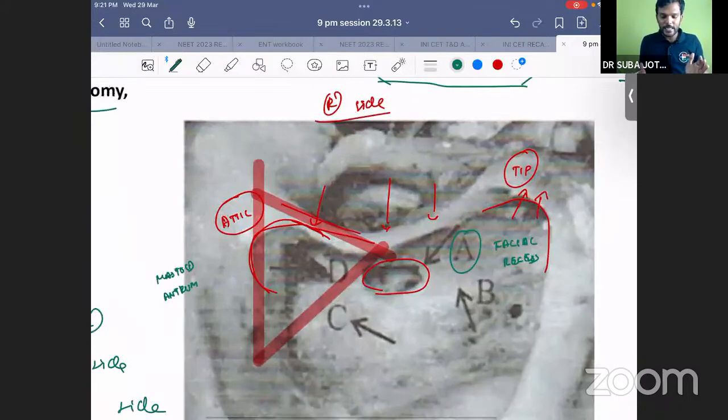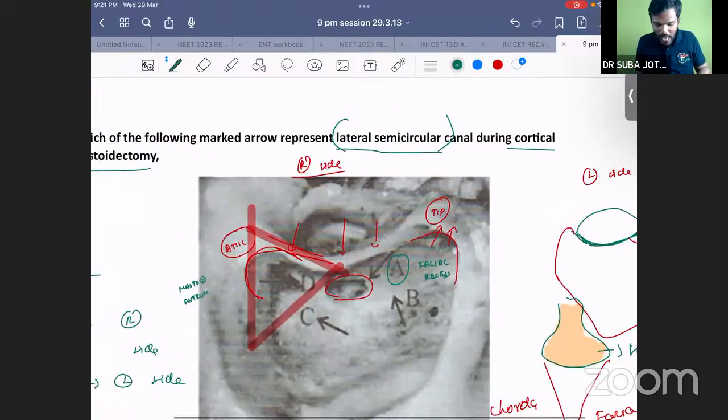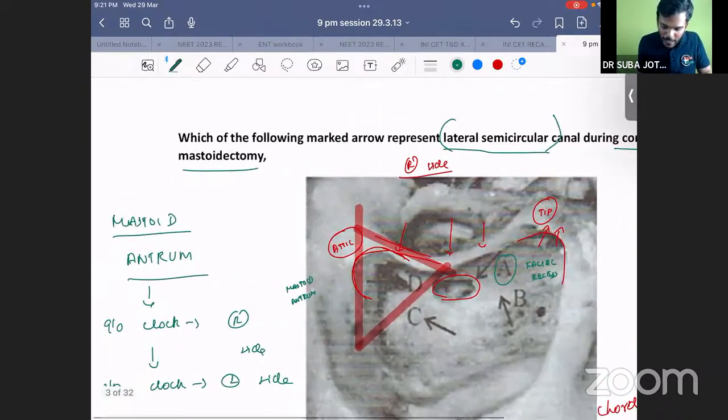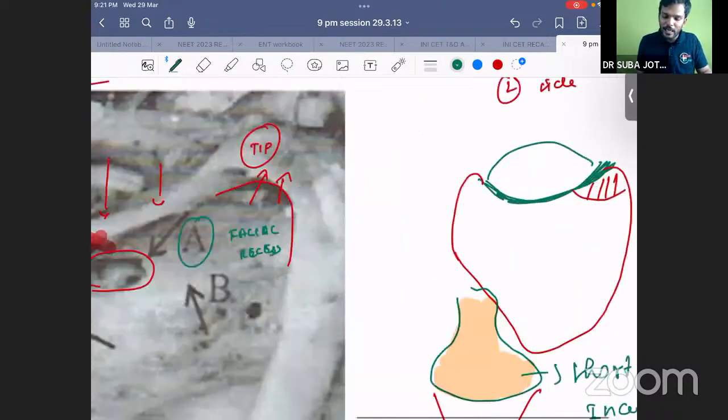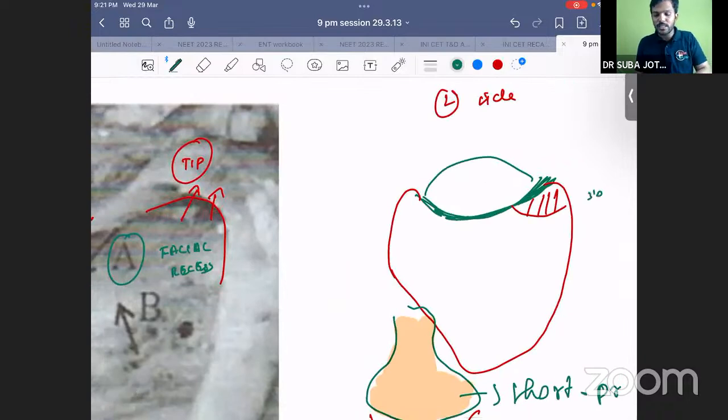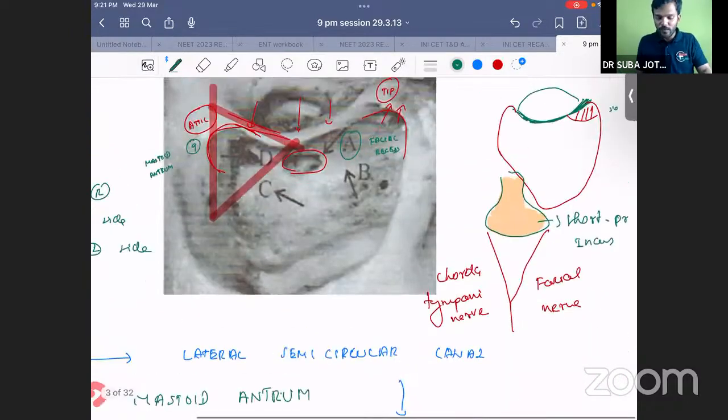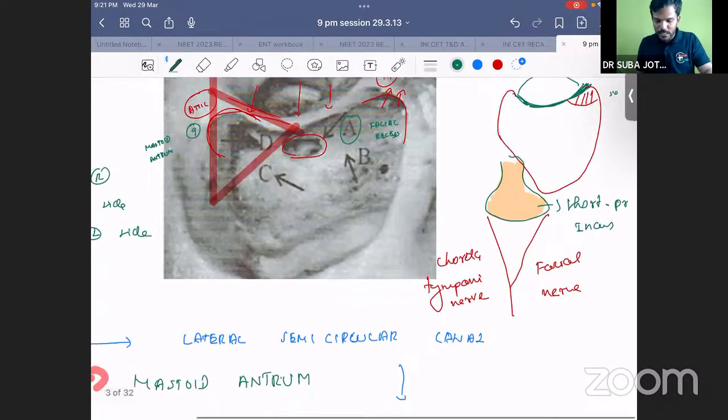See, this is the right side. Okay. I am having the mastoid antrum at the 9 o'clock position. This is the left side. I am having the antrum at the 3 o'clock position. This is the basic difference in how you are going to identify. If you identify the mastoid antrum, you can identify all the important structures. I'll get back to the question.